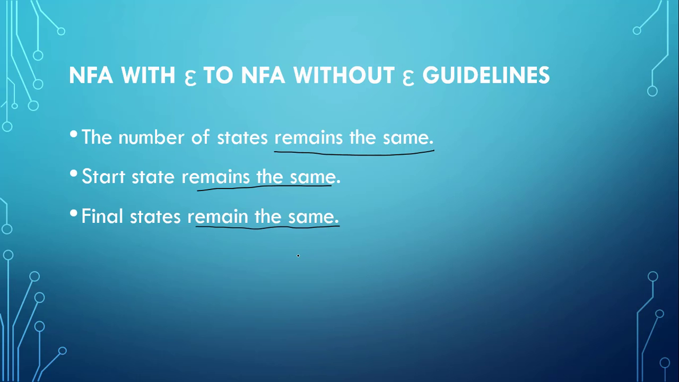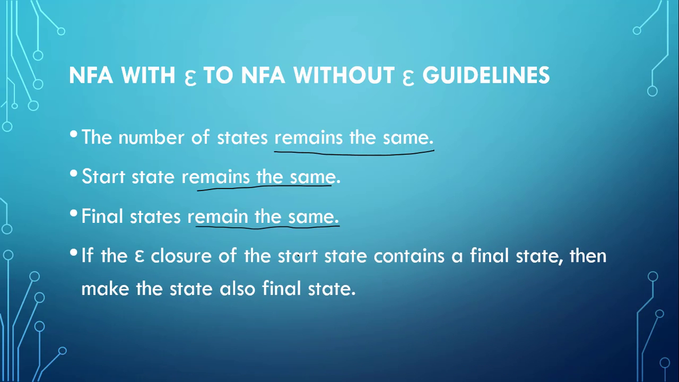Now the only change is with respect to the epsilon closure that we will find in start state, and if it contains a final state then we make the start state also final state. But this rule is applicable only if the final state appears in start state. Okay, so do not get confused that if we find the final state as the part of epsilon closure in any state, we will not make that particular state as final state. It is applicable only and only if the final state appears in the start state's epsilon closure.